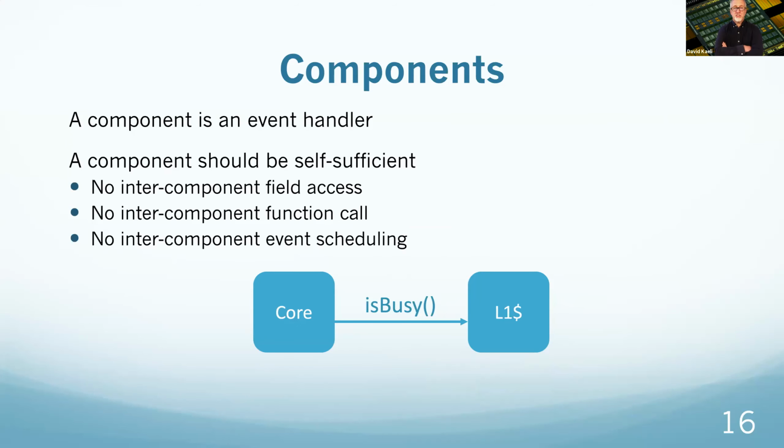So let's talk about our design of components. A component is an event handler. Components need to be self-sufficient. There's no intercomponent field access, so the core can't go see if the L1 is busy. There's no intercomponent function calls. There's no intercomponent event scheduling. We basically have to do some interrogation through a protocol.